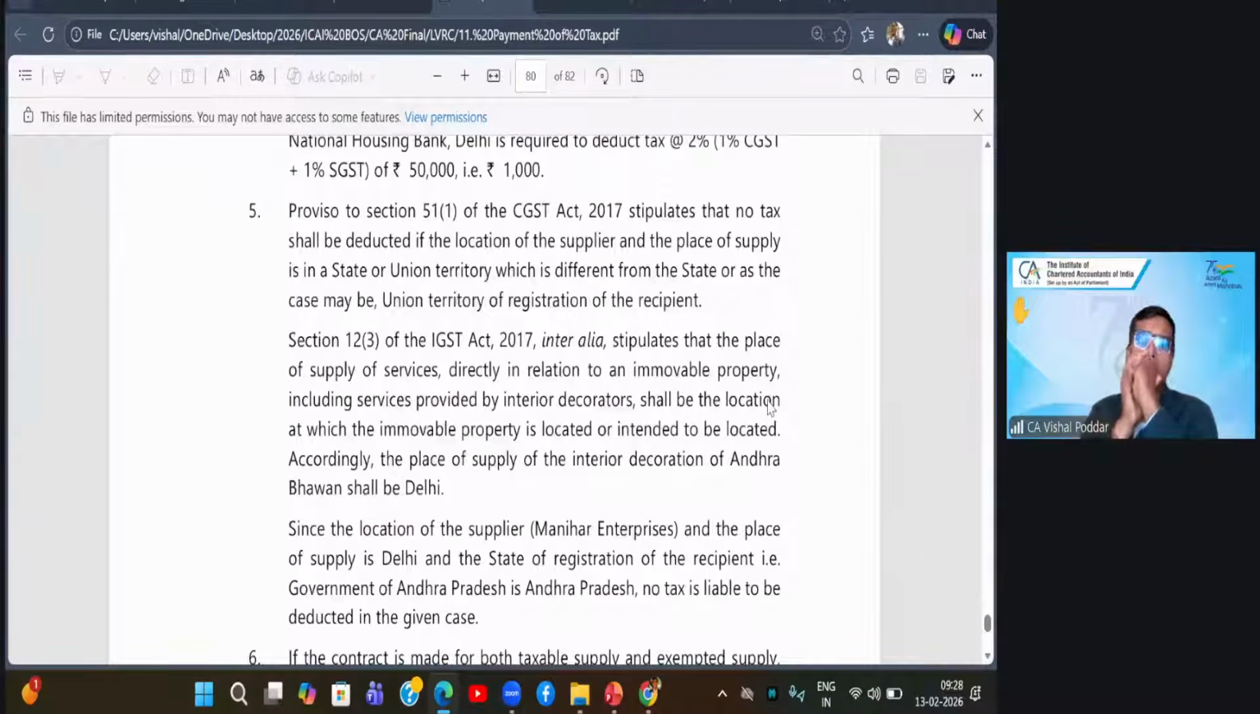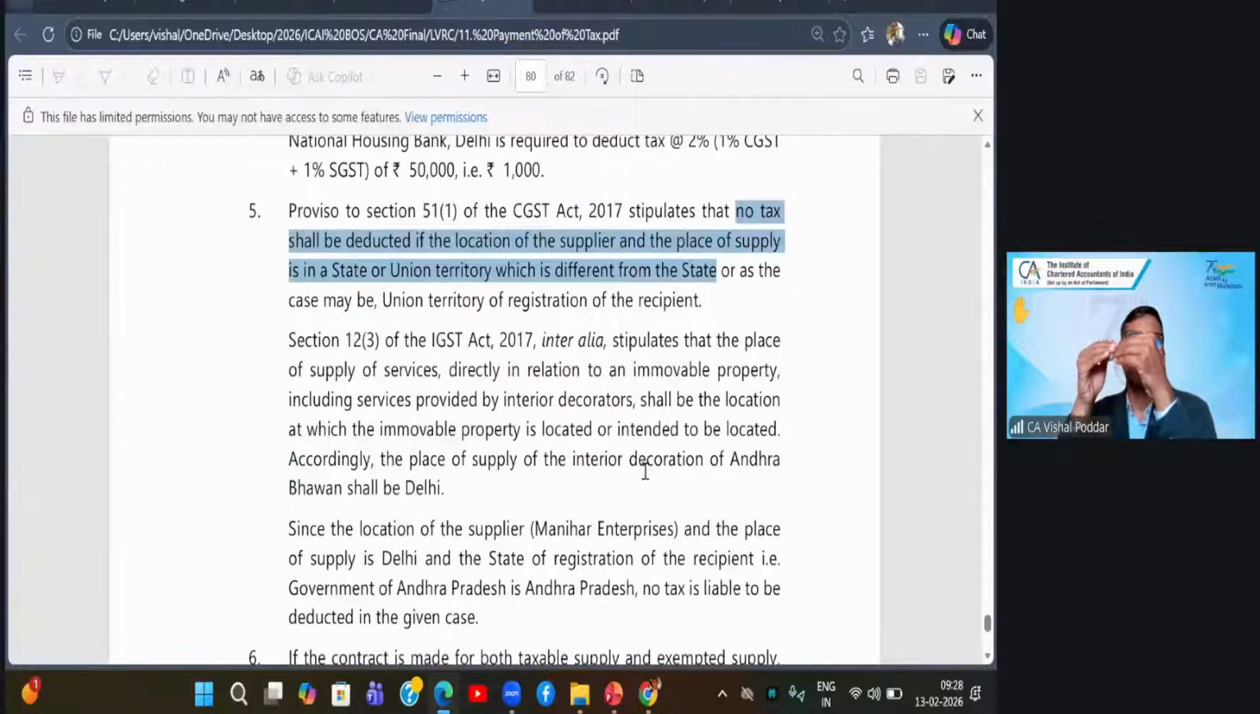Proviso to Section 51(1) of the CGST Act 2017 stipulates that no tax shall be deducted if the location of the supplier and the place of supply is in a state or union territory which is different from the state or, as the case may be, union territory of registration of the recipient. This is important. It simply means that where the supplier is of state X, the place of supply is, let us say, state Y, and the government to whom the supply is made is in state Z. Since the government has no connection with either the supplier state or the POS state, the government, despite other conditions being satisfied, will not be deducting TDS.